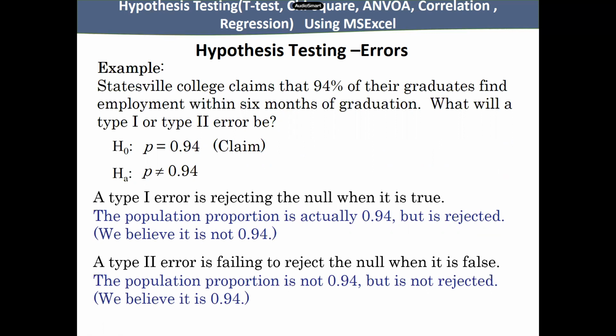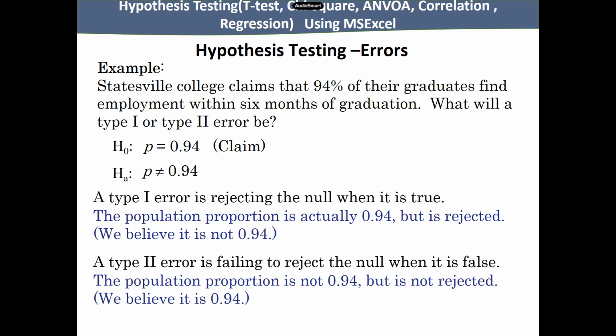An example. The State Valley College claims that 94% of their graduates find employment within 6 months of graduation. What will a type 1 or a type 2 error be? So you see, the null is P equals 0.94, and P is not equal to 0.94 is the alternate, right? Now, a type 1 error is rejecting the null hypothesis when it is true. In other words, the population proportion is actually 0.94, it's 94%, but it is rejected. We believe that it is not.